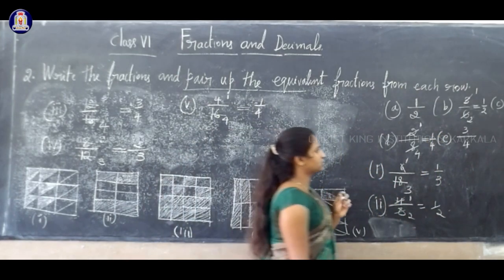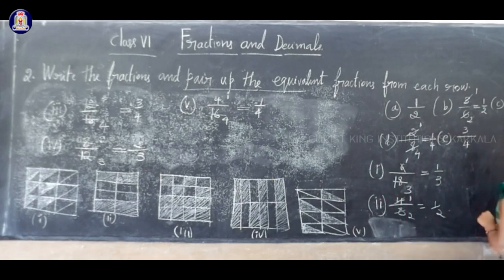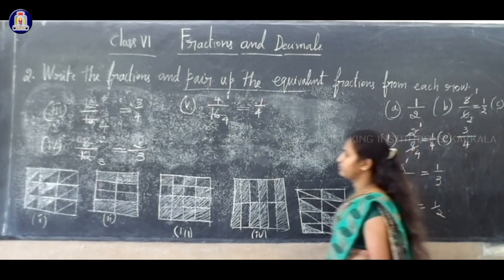So what is the next question? Fifth one. Can you simplify this 3 by 4? No, because 3 is a prime number, 4 is composite. So this cannot be simplified, because one is odd, one is even. No table will divide 3 by 4. So it will remain as it is.